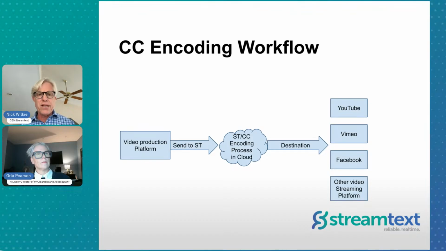And I've done a little overview workflow so you can see the video production platform is what your client is going to be using, or you're going to be using, to broadcast that video. So instead of sending that directly to YouTube, you're going to send it to our encoding process in the cloud through that send to StreamText link. And then we're going to send it on to the destination. Usually you're going to get that destination link from your client, program that with the job, and then you're going to provide your client the address to send that video to.